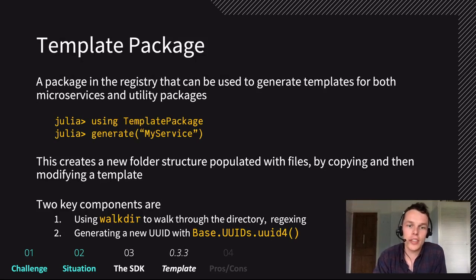So the template package. This is how a developer would start using the SDK. They would generate a new service using this package. When they run the generate function, it will create a new folder structure for their service populated with various files. And this has just been done by using walkdir to walk through a copy directory, using regex where needed to update things like the package name. It also generates a new unique identifier for that package. You could do something very similar using PkgTemplates.jl. We just had this set up in advance before that, so we've just been doing it a bit more manually.